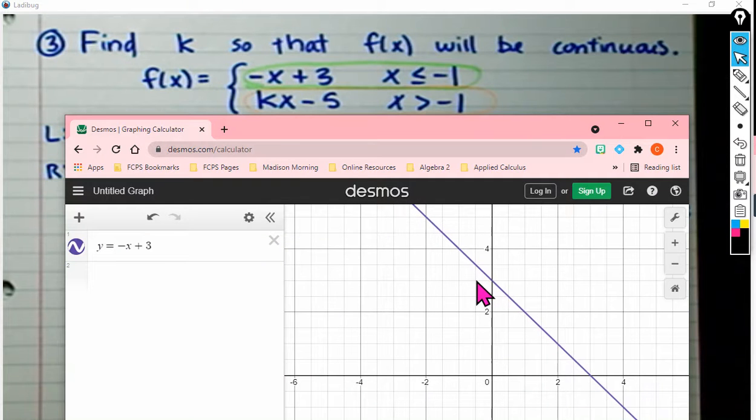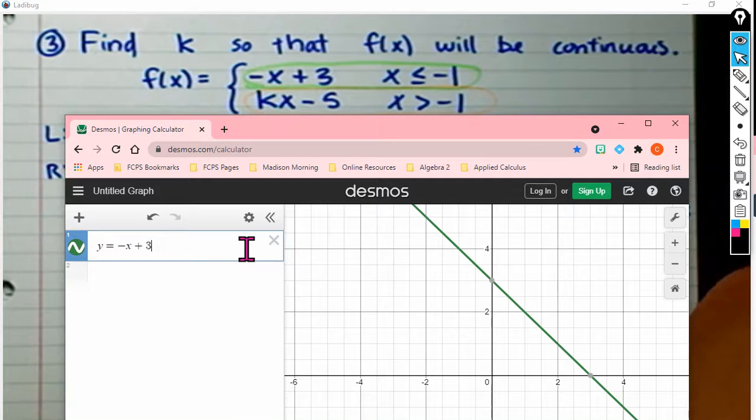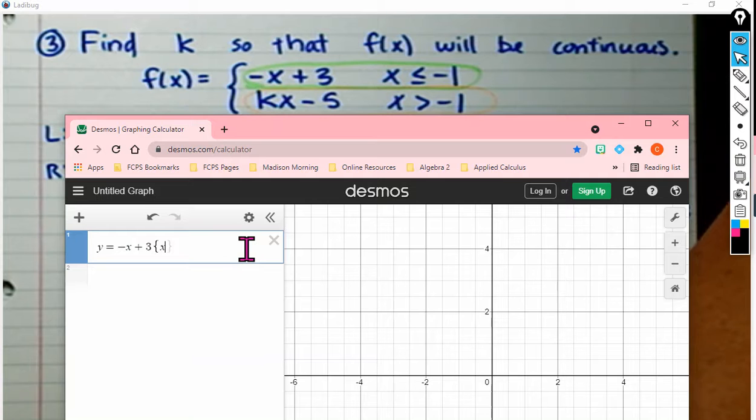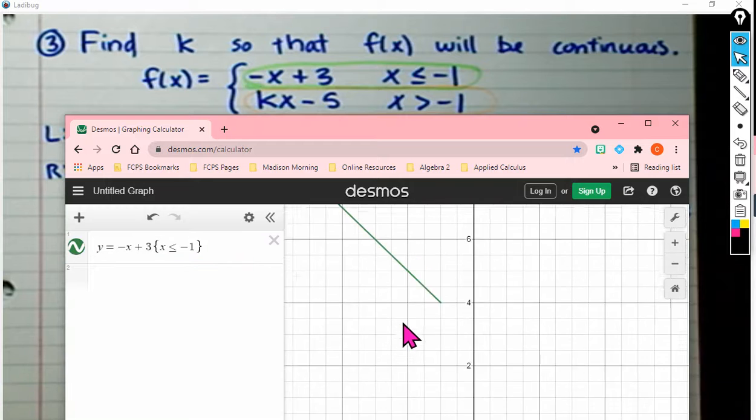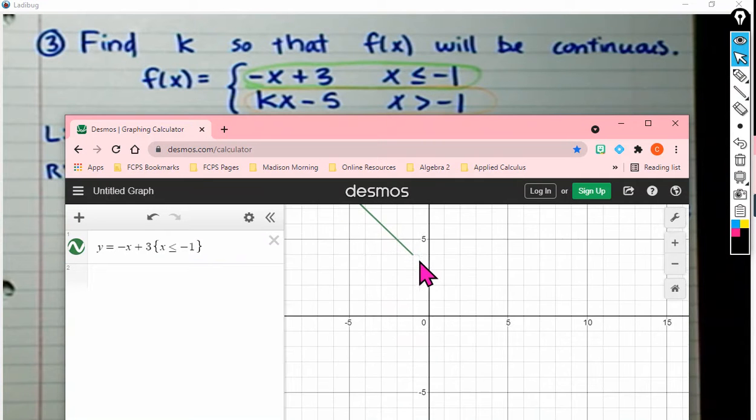Okay, there we go. There's the green graph. Let's change its color. Let's make it green. Okay, so there's the green one. And this is only for the domain of x is less than or equal to -1. All right, notice how it kind of cut off right there at the x-coordinate of -1.